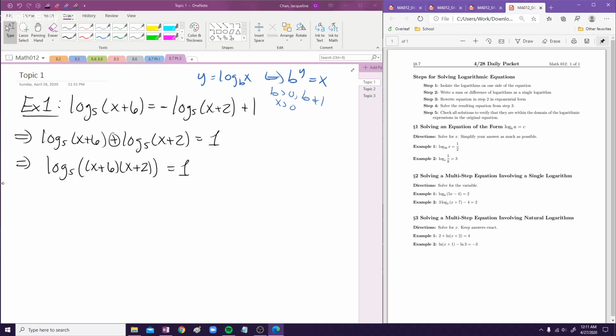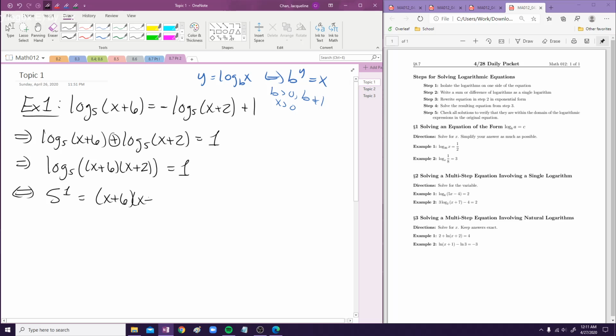So what are we going to do? We are going to write this in equivalent form. Log base 5 of x plus 6 times x plus 2 equals 1. We can rewrite this as 5 to the first equals x plus 6 times x plus 2. 5 to the first power is just 5, and x plus 6 times x plus 2 is x squared plus 8x plus 12. 6x plus 2x is 8x.